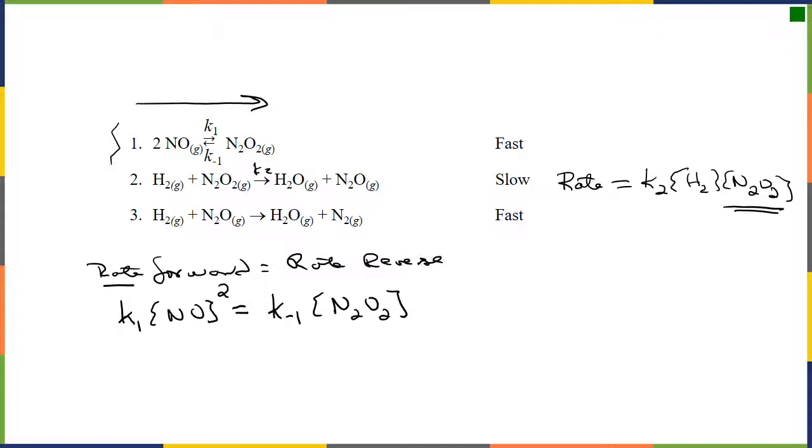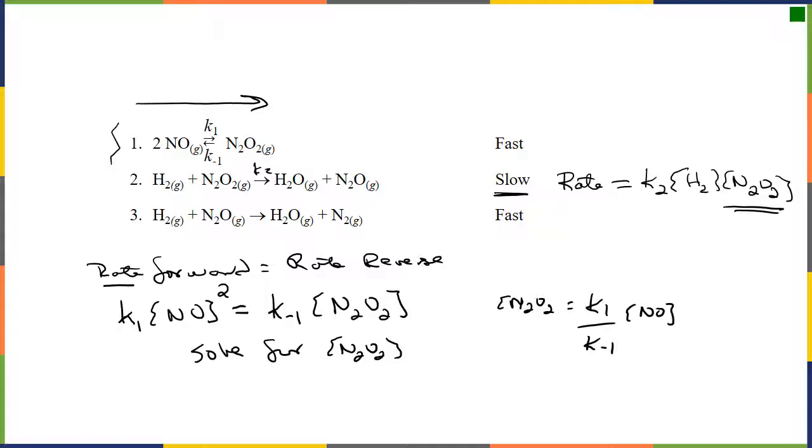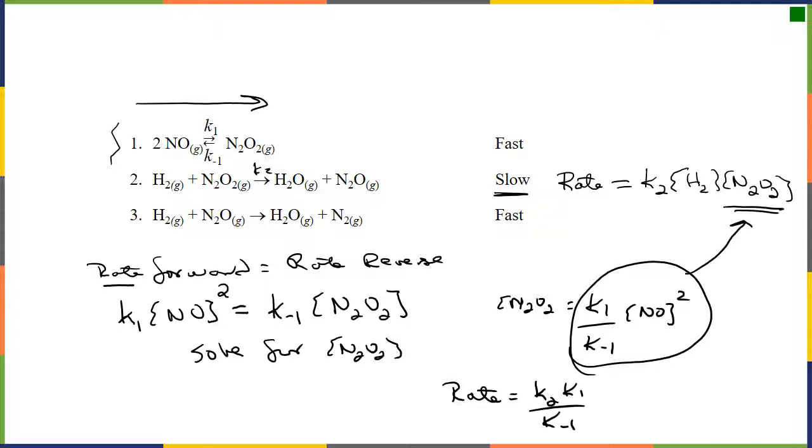Because it's in our rate law that we have from our rate determining step. So let's solve for N2O2. When we do this, we're going to get N2O2 is equal to k1 over k-1 multiplied by NO squared. And we're going to plug this in for that. When we plug that in, we're going to get rate is equal to k2 times k1 over k-1 multiplied by hydrogen times NO quantity squared.